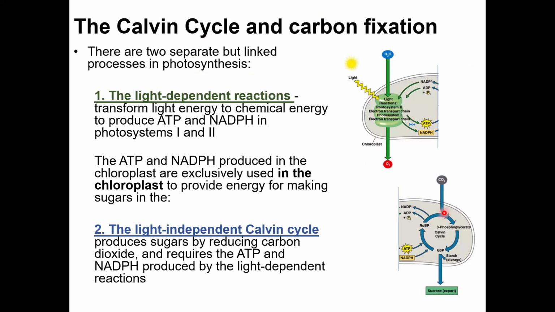So now we're going to switch gears into the light independent reactions. Now that we understood the light dependent reactions, the ATP and NADPH that is generated in these two photosystems are now used in the making of sugars within the cell itself. And that leads into the Calvin cycle. This is basically the way to produce sugars by reducing carbon dioxide.